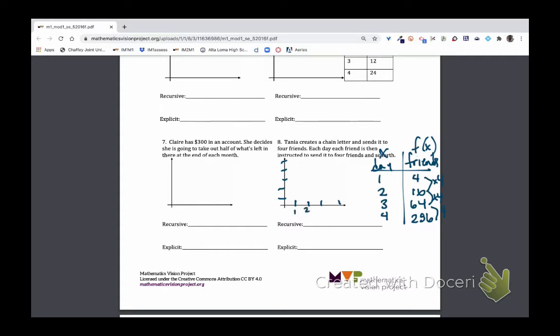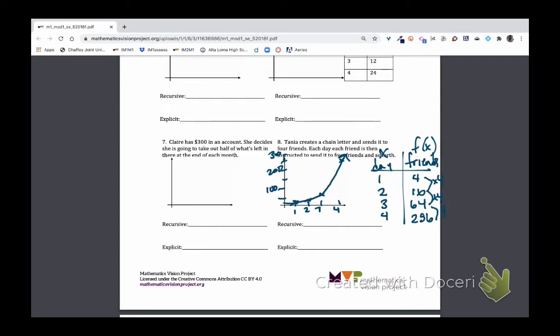So to mark that here, I know that it has to get pretty big. So what we can do is we can say that this is 100, 200, and 300 up here. Day 1, it's 4, so it's all the way down near the bottom. Day 2, it's 16, also really close to the bottom. Day 3, 64. Day 4, 256. So it looks something like that.